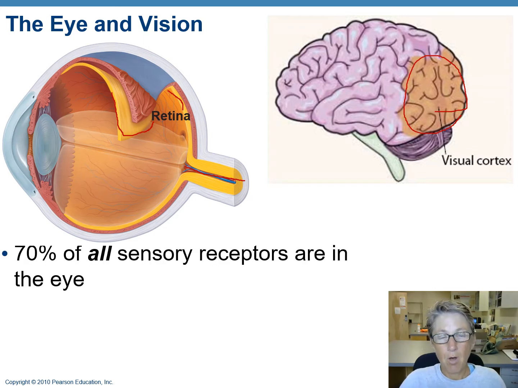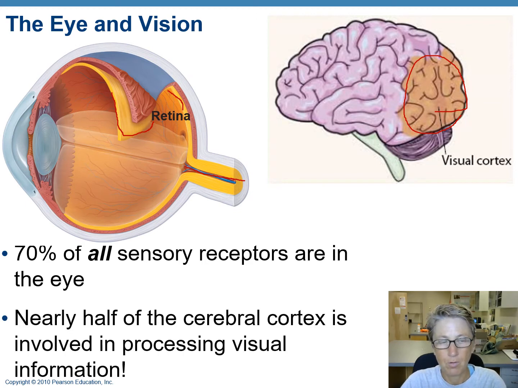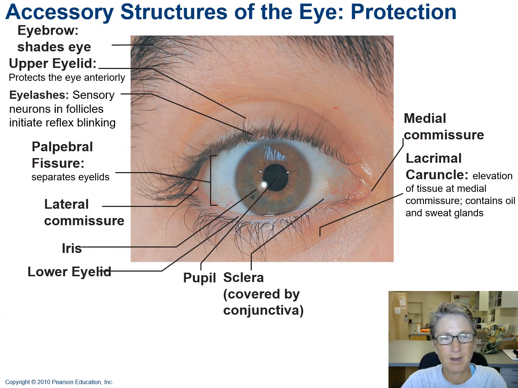70% of all the sensory receptors that are in your body are in the eye, and they live in the retina, and there's a special type of sensory receptor called a photoreceptor. And almost half of the entire cerebral cortex is involved in processing visual information. So sight is important to us primates.